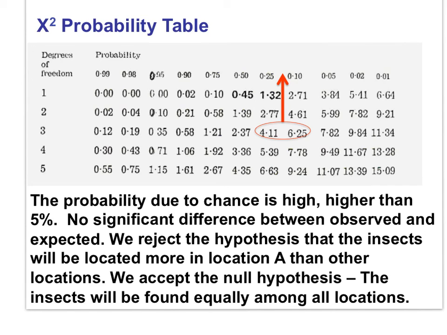We reject the hypothesis that the insects will be located more in location A than in other locations. The abiotic factor used to explain the experimental hypothesis is not important to the position of the insect. We accept the null hypothesis that the insects will be found equally among all locations.